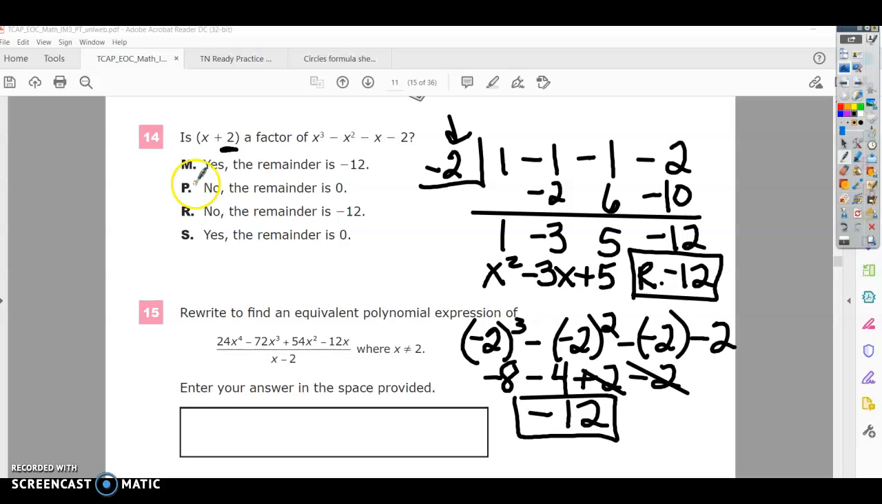And it would be no. The remainder is negative 12. So it's not a factor because the remainder is not 0.